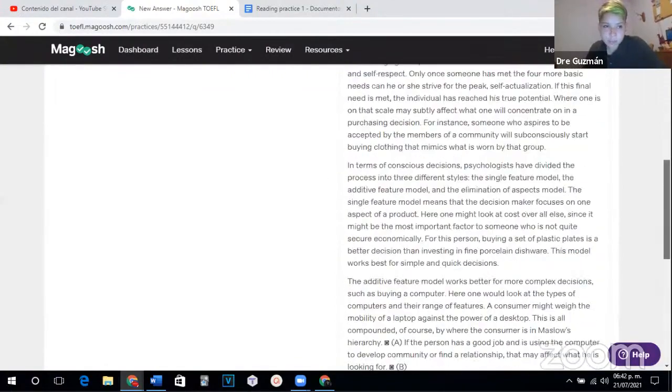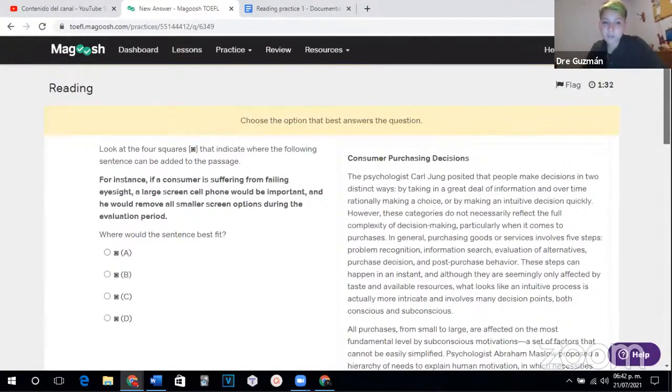Okay, so one more time, we're going to read the sentence. For instance, if a consumer is suffering from failing eyesight, a large screen cell phone would be important, and he would remove all smaller screen options during the evaluation period. What are we talking about here then? About a consumer choice depending on eyesight? No, y algo que sabemos todo, when you get older. So if you see, I don't know, people in their 40s, todos están viendo sus celulares así, con letras súper grandes, right? So it's also, si puedes relacionarlo a cosas que tú sabes, te sirve para retención de información igual.